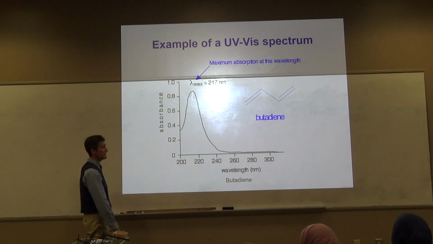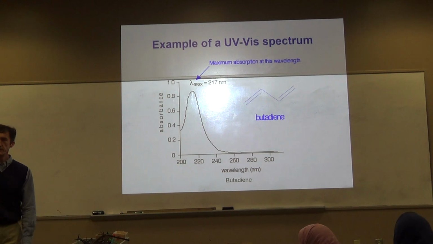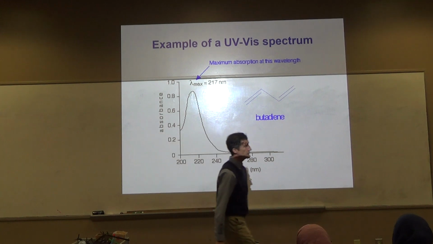Okay? If you think you got butadiene here, you could go run a UV-Vis, and what if we get a Lambda Max of 329? Does that sound like butadiene? No. We know butadiene has a Lambda Max of 217. Okay? Physical constant.